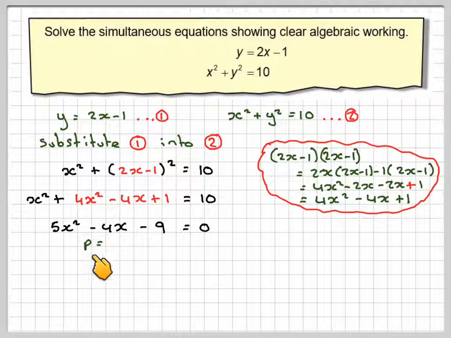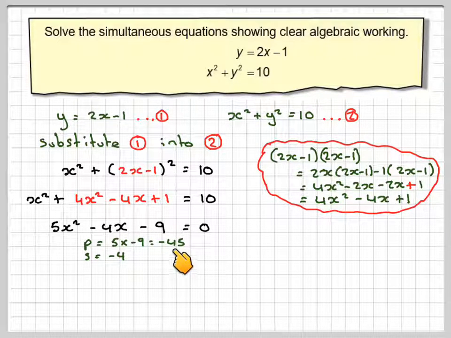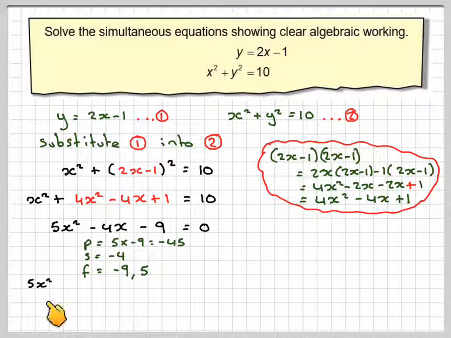To factorize it, the product is 5 times minus 9, which is minus 45, and the sum is minus 4. We now want two numbers that when multiplied together give minus 45, and when we add the same two numbers, we get minus 4. With a bit of trial and improvement, you will come up with minus 9 and 5. Minus 9 times 5 gives me minus 45. Minus 9 plus 5 gives me minus 4. So we now get 5x squared minus 9x plus 5x minus 9 is equal to 0.